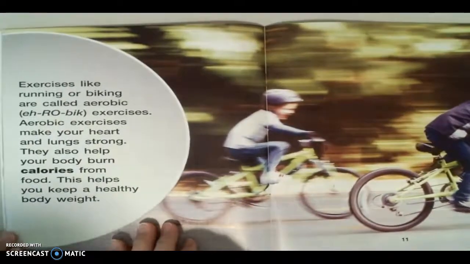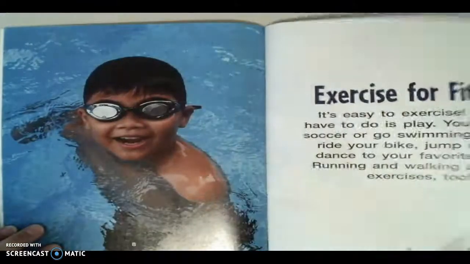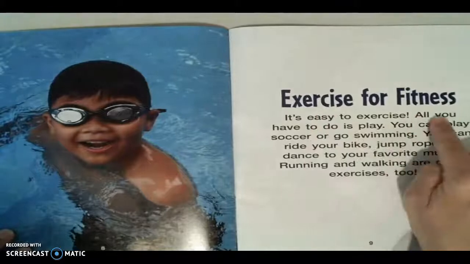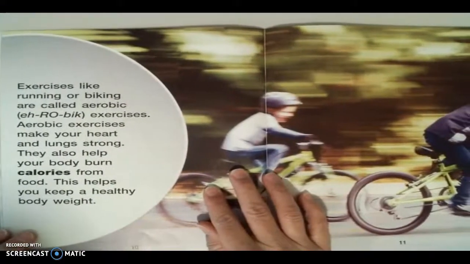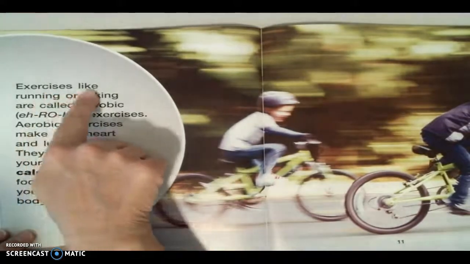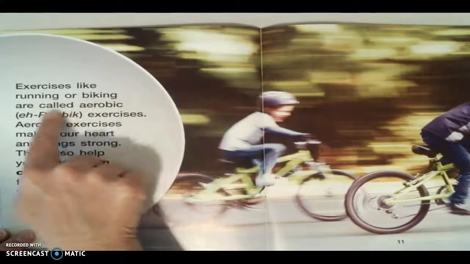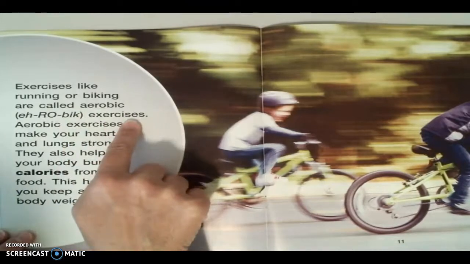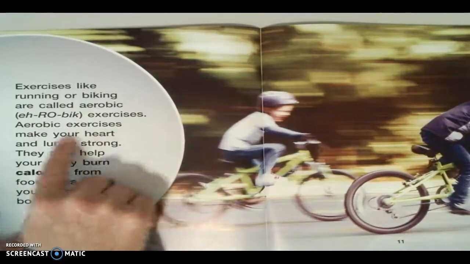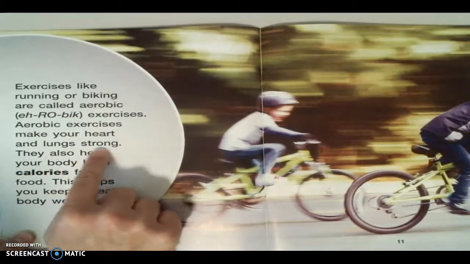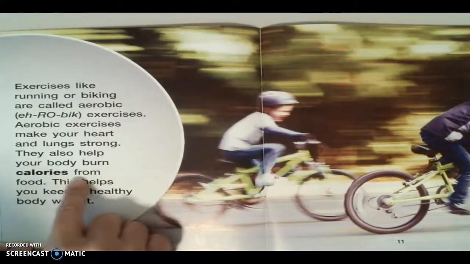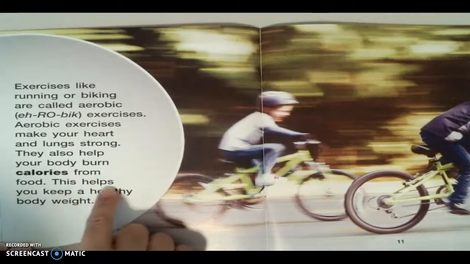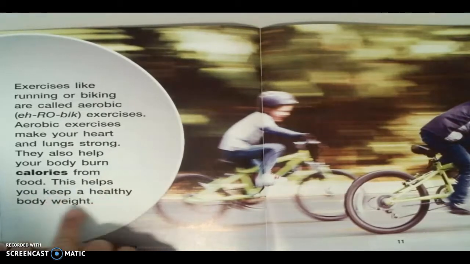Oh, so there's no heading on this page. So that means that it continues for this heading, Exercise for Fitness. Exercises like running or biking are called aerobic exercises. Aerobic exercises make your heart and lungs strong. They also help your body burn calories from food. This helps you keep a healthy body weight.